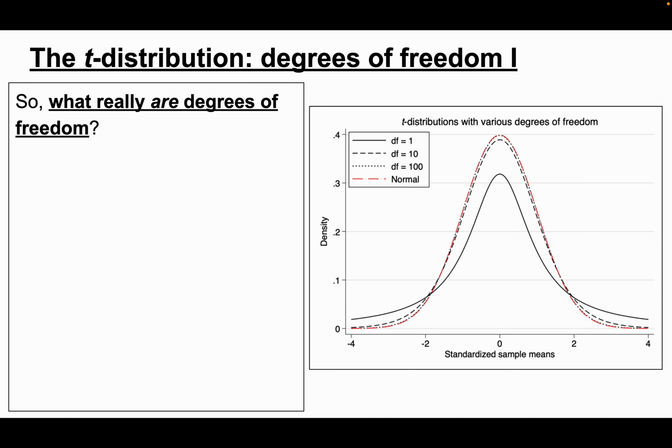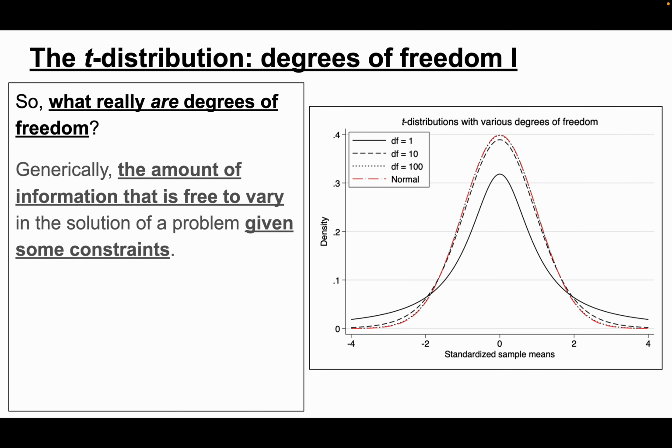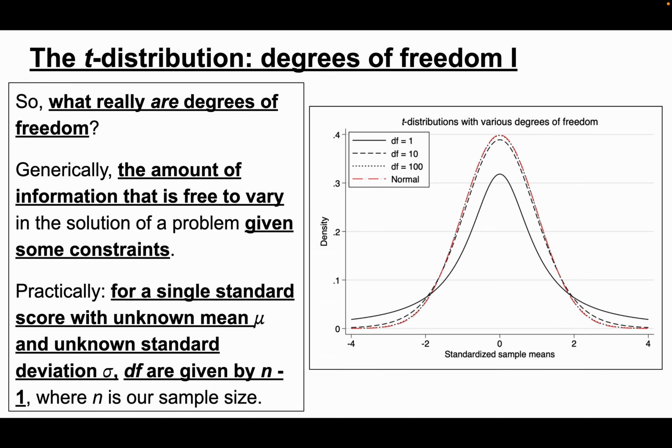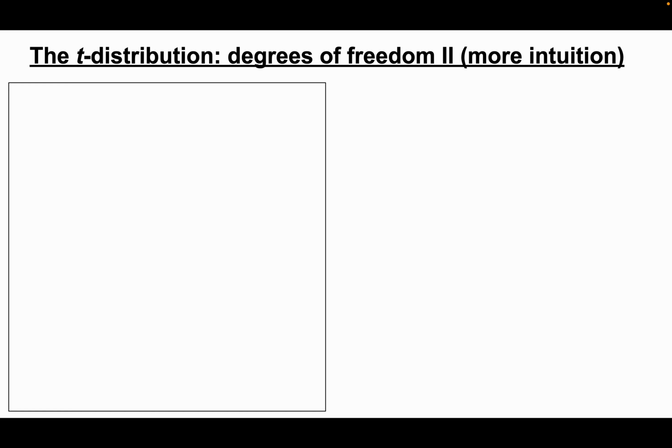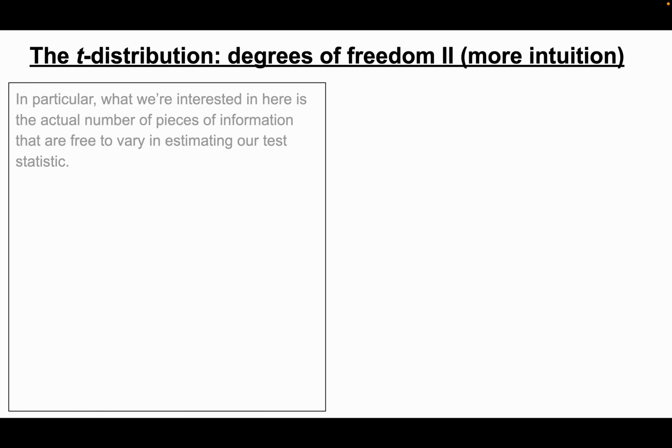So what really are degrees of freedom? You might wonder, and this is actually a useful concept in general to know about. Generically, it's the amount of information that's free to vary in the solution of a problem given certain constraints. So practically, for a single standard score with unknown mean mu and unknown standard deviation sigma, degrees of freedom are given by n-1, where n is our sample size. But I did want to give a little bit more intuition for what these things really are. So note that what we're interested in here is the actual number of pieces of information that are free to vary when we estimate our test statistic.